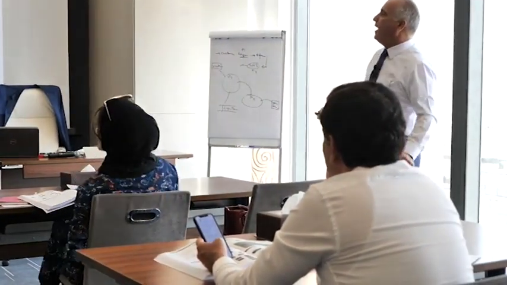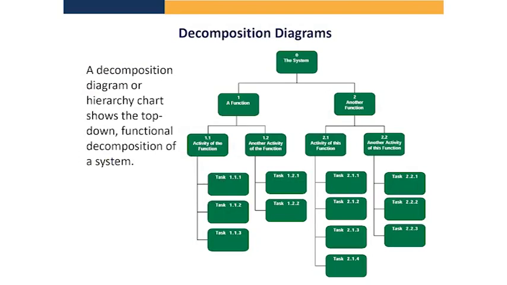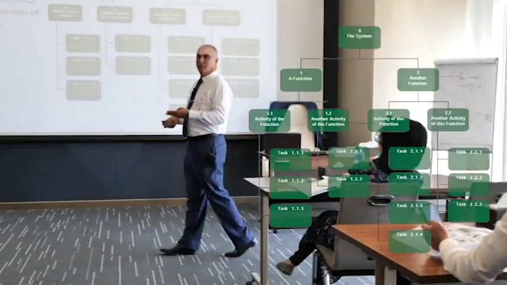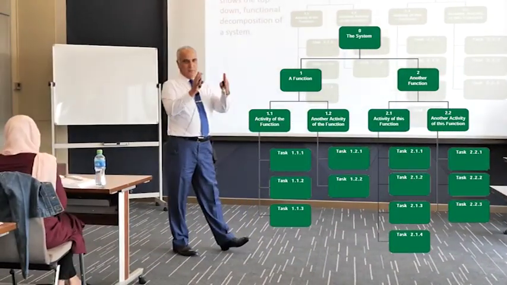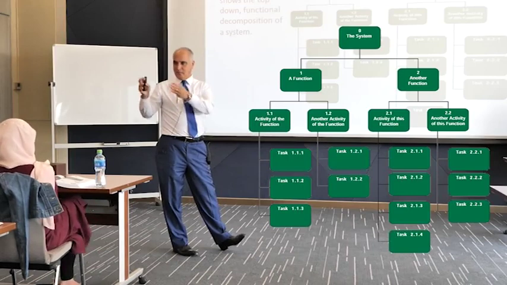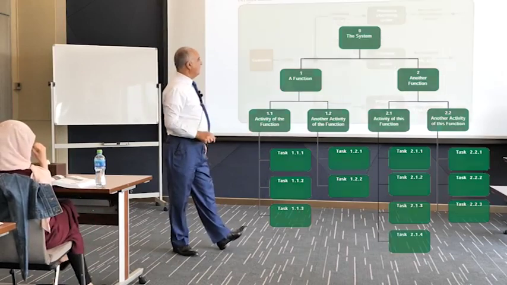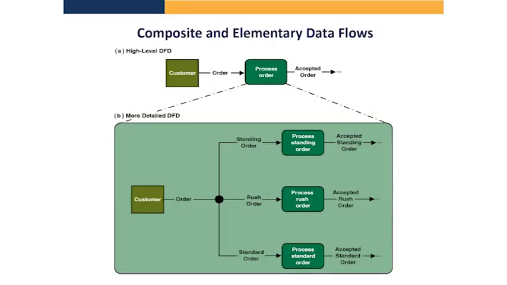So now what we have, this is what we call decomposition. This is the system, and the system has functions, and this function breaks down into sub-functions. You remember I talked about it? Point of sale, customer order, inventory. So that's it.